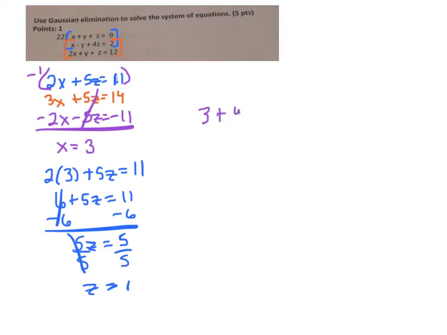So 3 plus y plus 1 equals 9. Means that y plus 4 equals 9, which looks weird. So y equals 5. So 3, 5, 1.